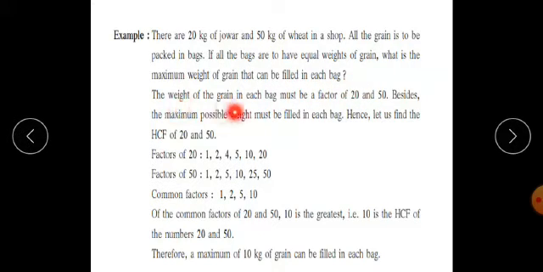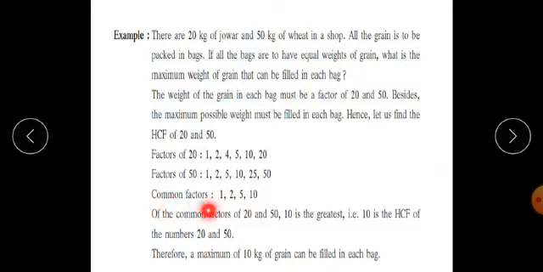Solution: the weight of the grain in each bag must be a factor of 20 as well as 50. Besides, the maximum possible weight must be filled in each bag. Hence, let us find the GCF of 20 and 50. For this, we first find the factors. Factors of 20 are 1, 2, 4, 5, 10 and 20. Factors of 50 are 1, 2, 5, 10, 25 and 50.